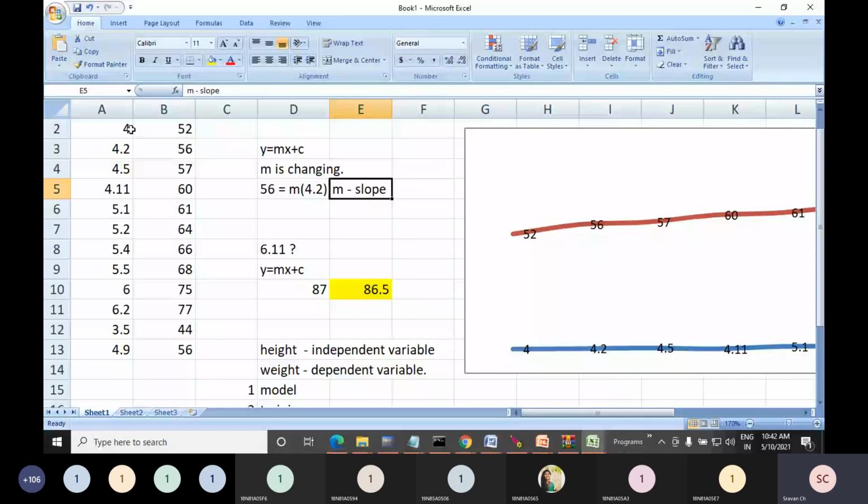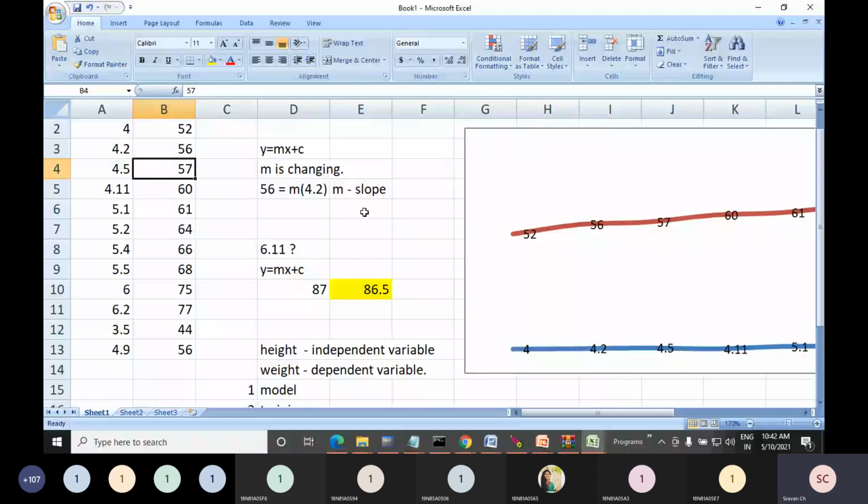My program is learning. When height is 4, weight should be 52. When height is 4.2, weight should be 56. When height is 4.5, weight should be 57. Like this, I have 10 combinations. My program is learning from 10 different combinations. Now it will study the value of m in all these 10 cases. It will try to find the most appropriate and most accurate m value.